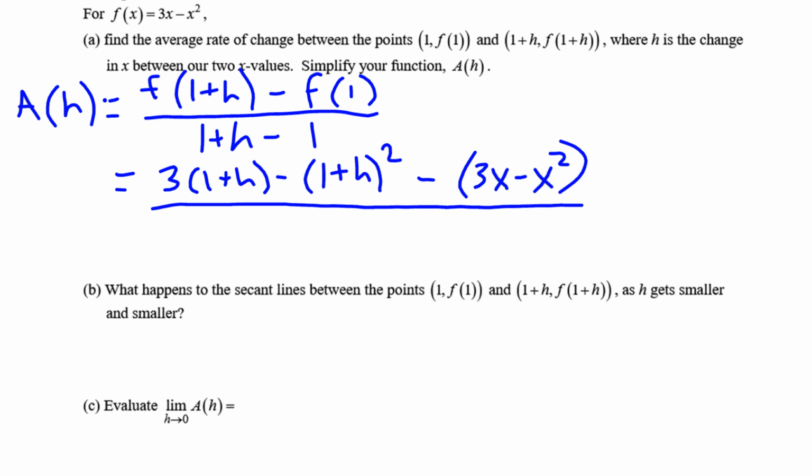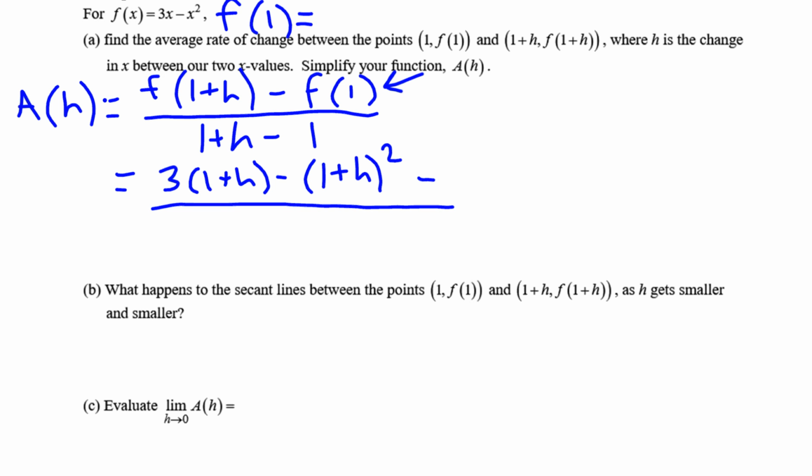I already forgot to... No, I'm not okay. So instead of f of x, I'm jumping the gun here. I'm trying to surprise you and it's not working out. Instead of f of x, that clearly says f of 1. So if we plug 1 into that equation, we get 2. So that's minus 2. There we go. All right. Over 1 plus h minus 1 would just be h.